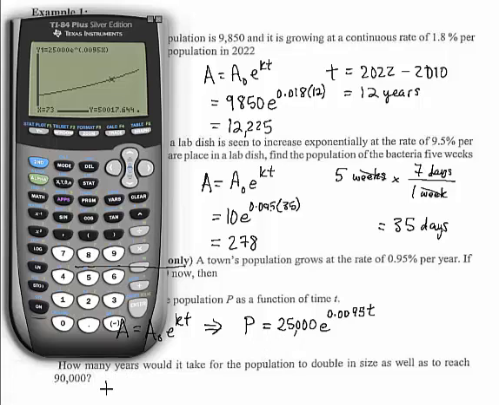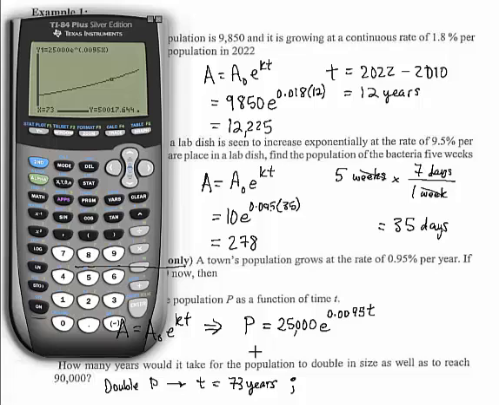So I'll just go ahead and call it. To double P, the number of years, and I should use T instead of X, I'm thinking about the calculator, T would equal 73 years.